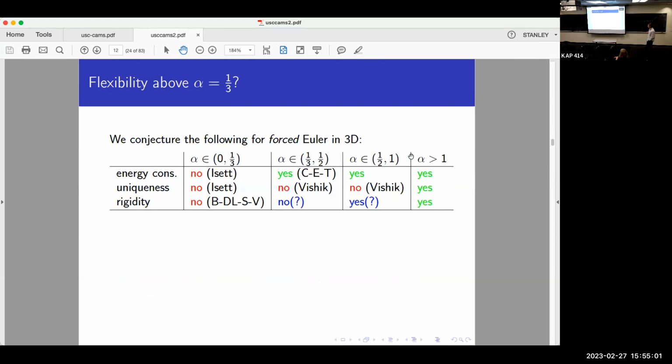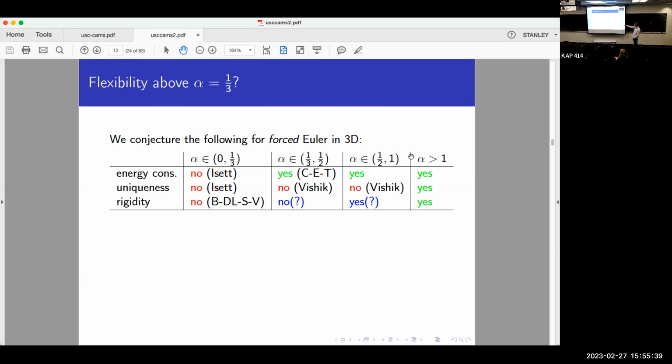And this leads us to the following conjecture, which we certainly leave open, but there's a hint of it. So this is now the chart for the force system. So negative results are strictly easier to prove for the force system than in the chart I showed you before. So the first line is essentially the same. The second line for uniqueness, well, Vishek, as I mentioned, provided an example of non-uniqueness for the force system all the way up to C1. So for the force system, uniqueness is resolved.